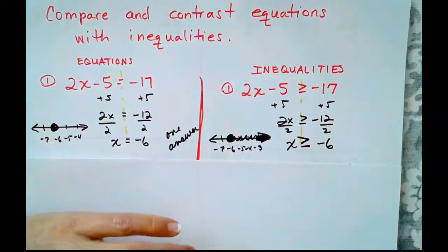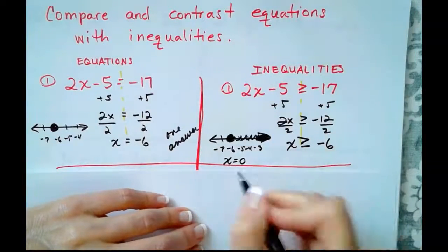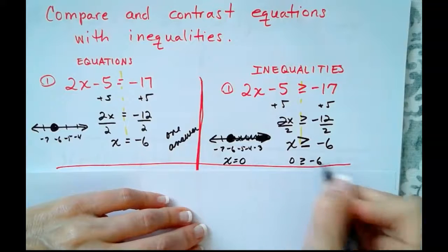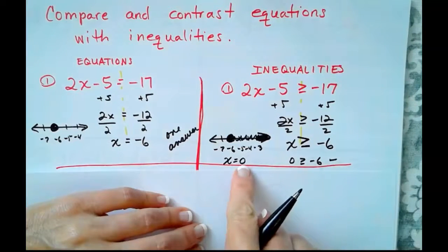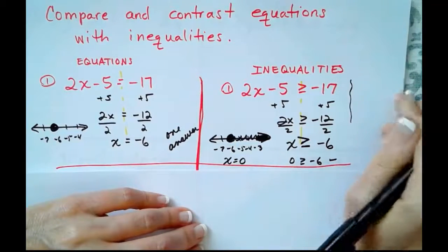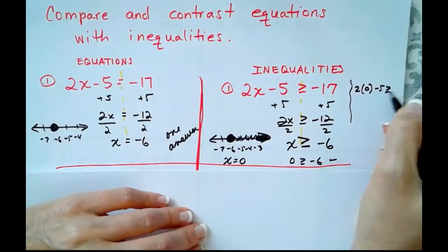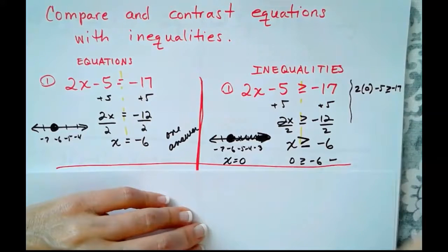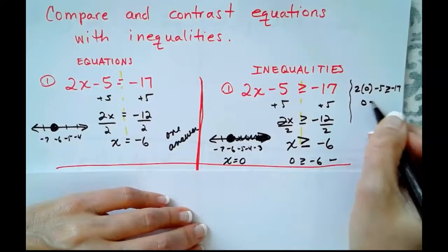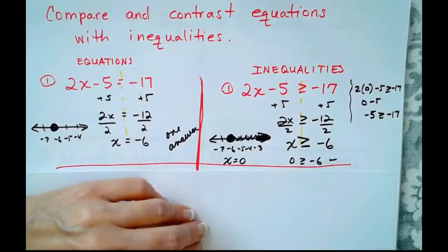Now the easiest number for us to pick that's bigger than negative 6 and plug in, let's let x be 0. Think about it. 0 is greater than or equal to negative 6. That's a true statement. So when I plug 0 in right there, we should get a true statement. And I'll do that right over here on the right. So 2 times 0 minus 5, is that greater than or equal to negative 17? 2 times 0 is 0. 0 minus 5 is negative 5. Is negative 5 greater than or equal to negative 17?